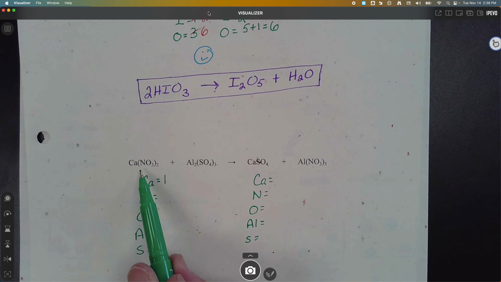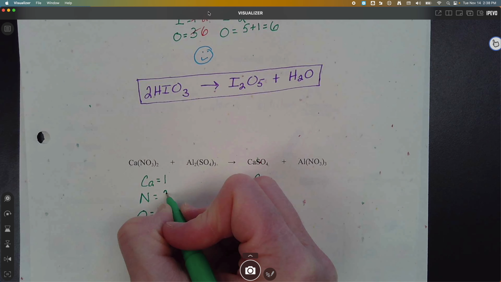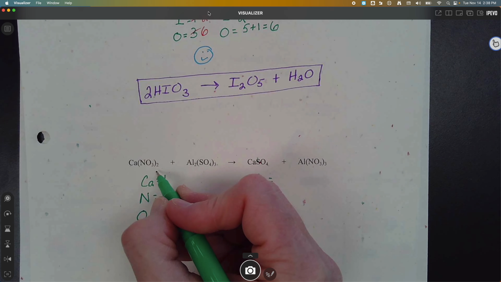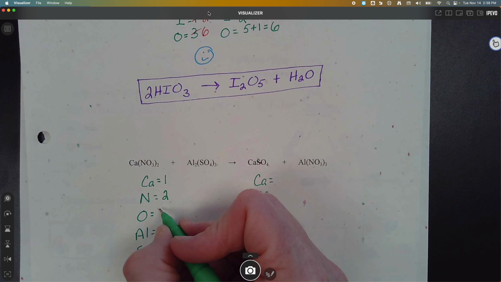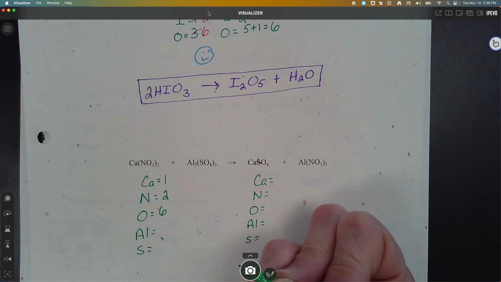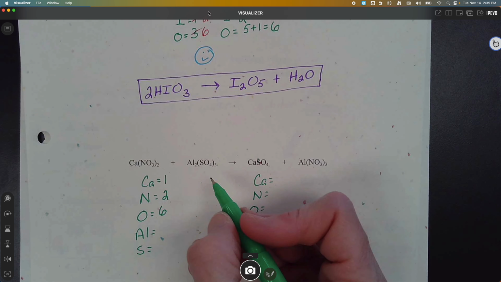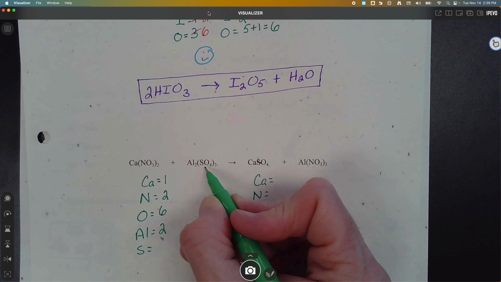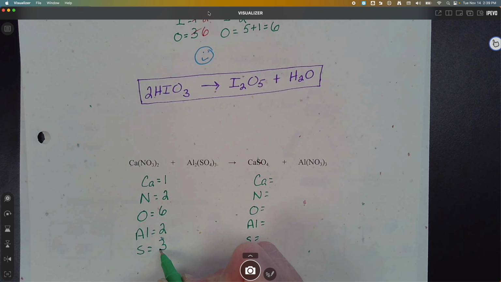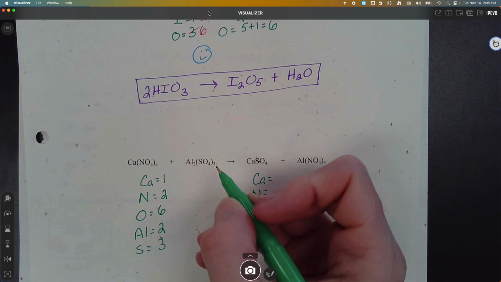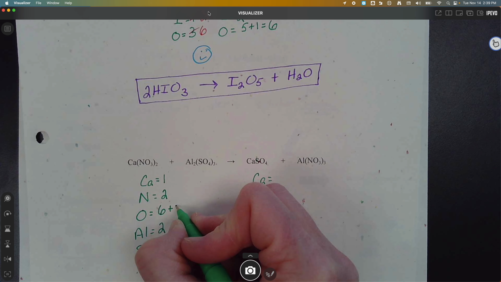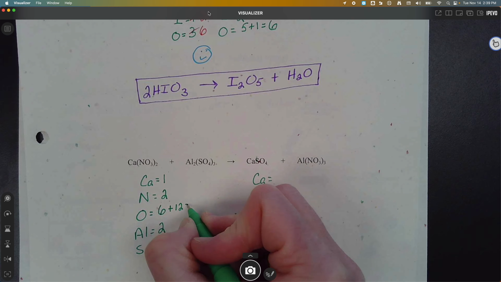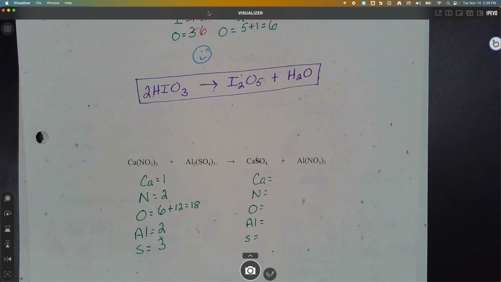The 2 distributes into the parentheses, so the 2 distributes in there to the nitrogen. And 2 times 3 for oxygens, there's a 6. My next compound has 2 aluminums. The 3 distributes into the sulfur. 3 times 4 is 12 oxygens, so in addition to the original 6 oxygens, I've got 12 more for a grand total of 18 of those.